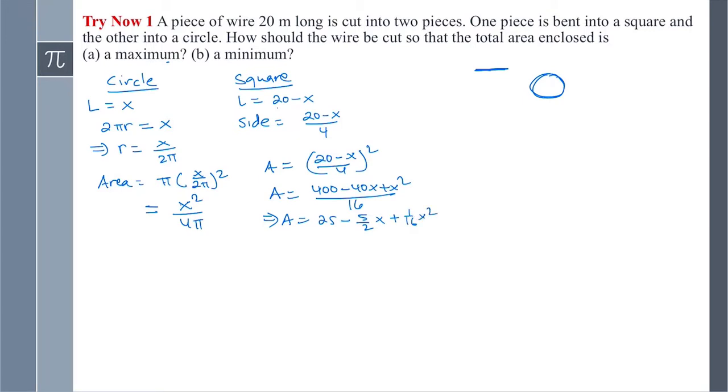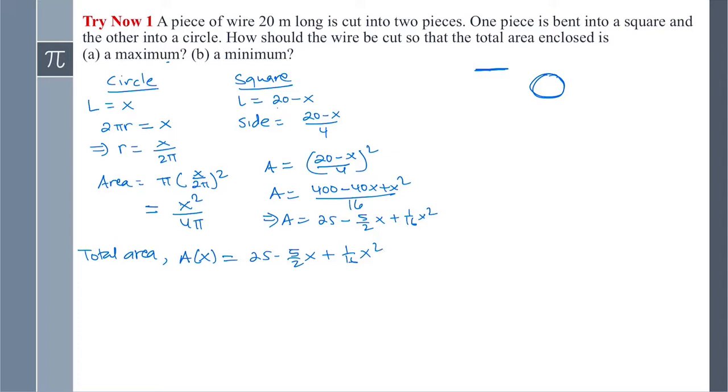Now we are trying to find the maximum and minimum for the total area. So maximize and minimize the total area. The total area A as a function of x is given by the area of the circle plus the area of the square. So let's write the area of the square, which is 25 minus 5 over 2 x plus 1 over 16 x squared.